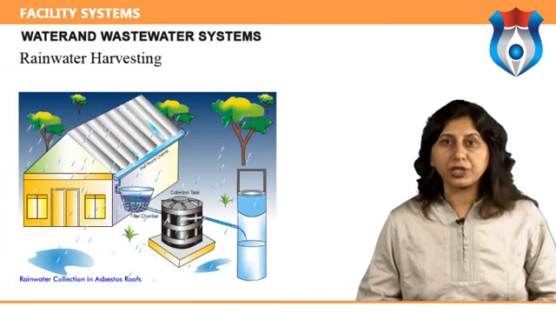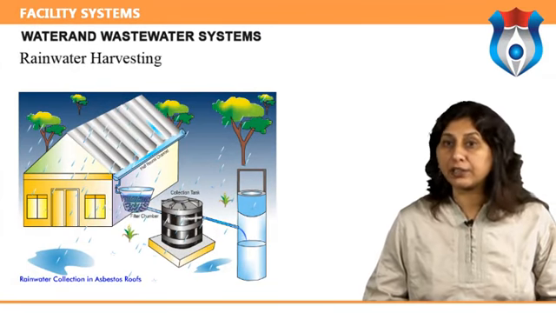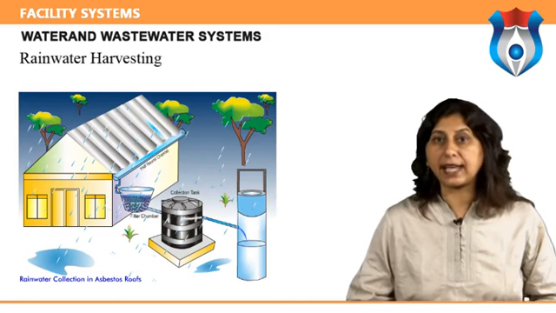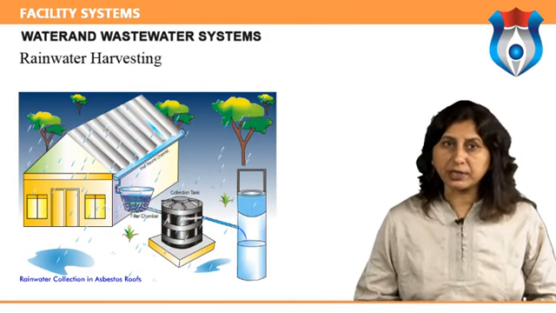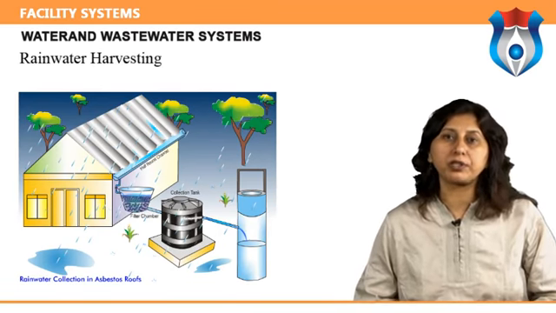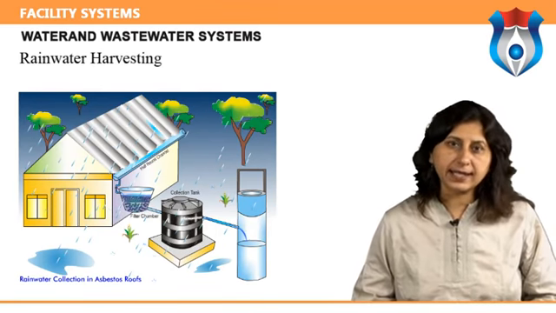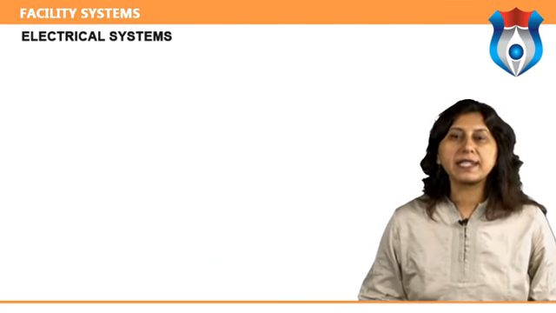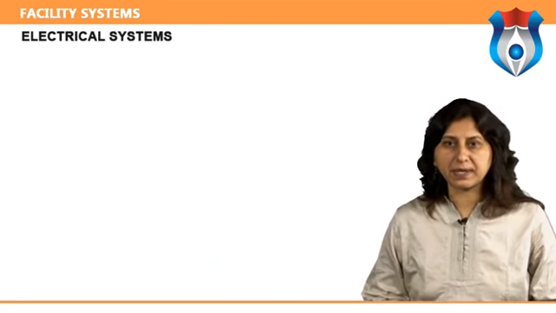It is essential to stop the decline in groundwater levels, arrest seawater ingress, that is, prevent seawater from moving landward, and conserve surface water runoff during the rainy season. Now moving on to the next topic, we will study the electrical systems.